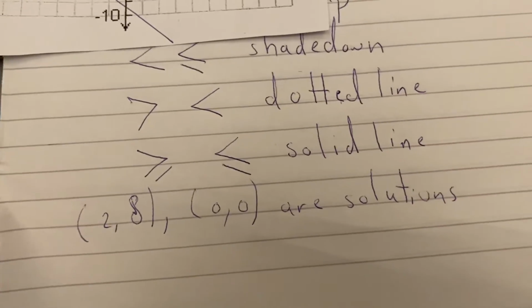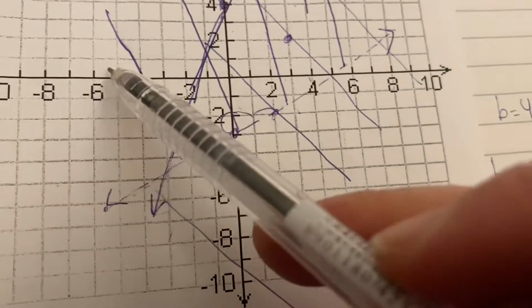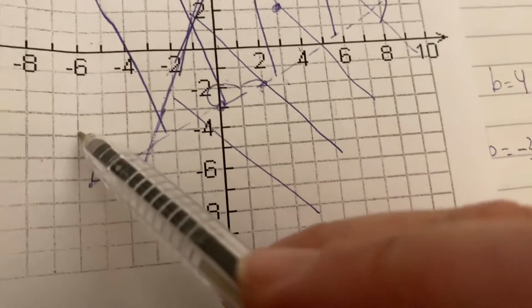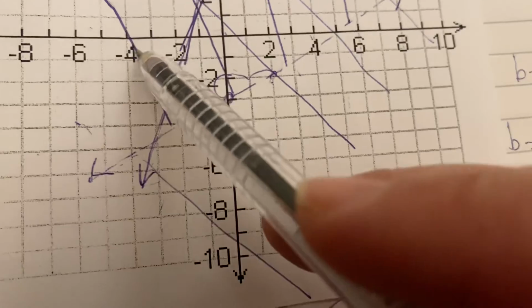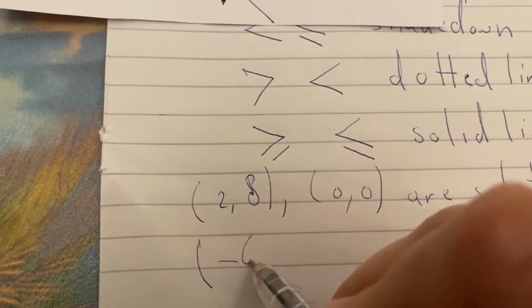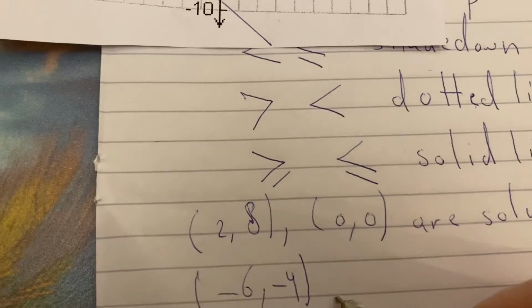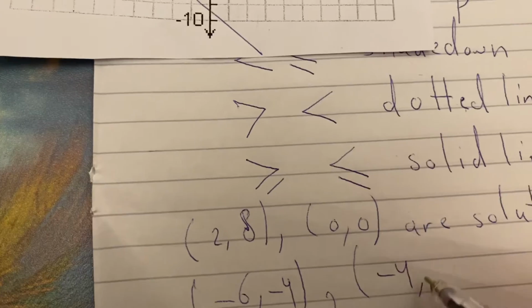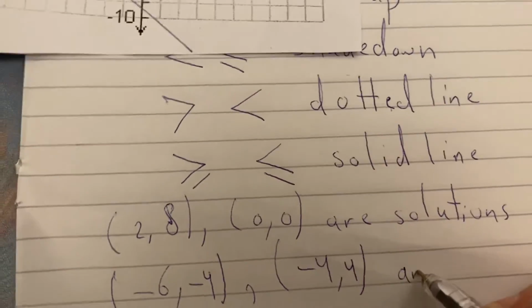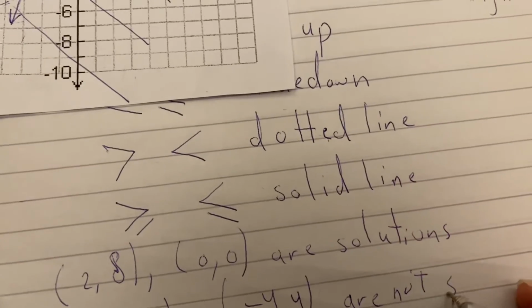Then I can say that I can choose any points that are not solutions. For example, -6 and -4. These are not solutions. -4 and, for example, 4. It's not a solution. I can choose whatever points I like. So I will say -6 and -4 and also -4 and 4 are not solutions.